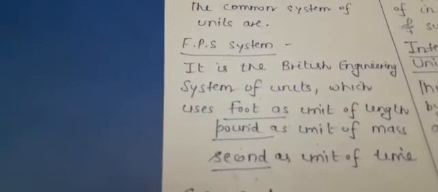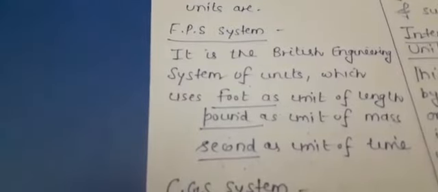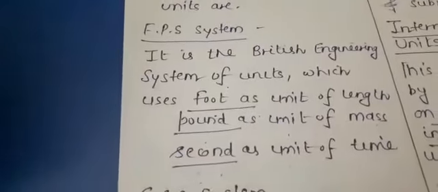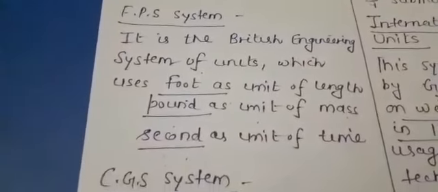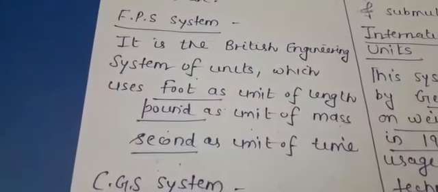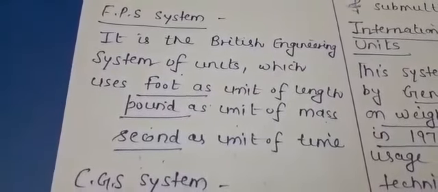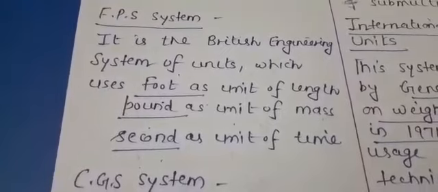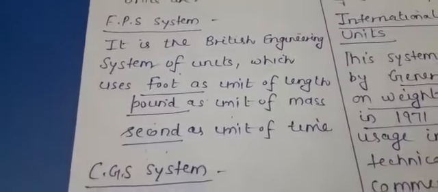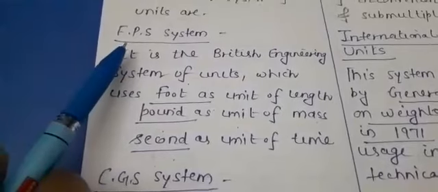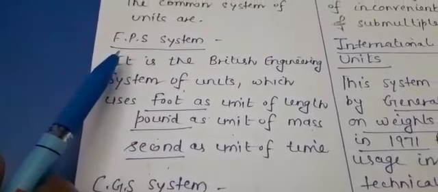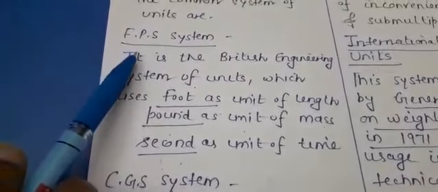Basically, the FPS system is losing its popularity. Reason being, this is the toughest system. How? If you are familiar with foot, 1 foot is equal to 12 inches. 1 inch is difficult to convert into centimeter. Why? Because we cannot express it in multiples or sub-multiples of 10 in the FPS system. That's why this conversion is difficult. It is losing its popularity because of inconvenient multiples and sub-multiples.